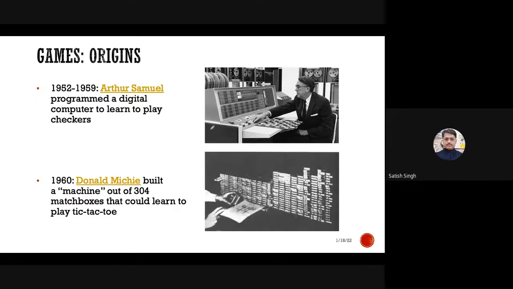In case of games also, deep learning is doing wonders. In 1952 to 1959, Arthur Samuel programmed a digital computer to learn to play checkers. Long back, it was simply programmed. In 1960, Donald Michie built a machine out of 304 matchboxes that could learn to play tic-tac-toe. This was simply programming, and some rule-based systems were designed way back.